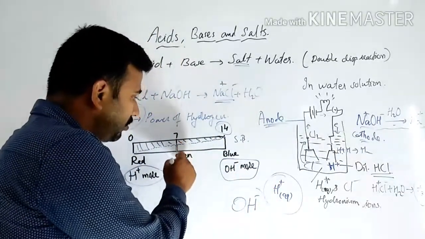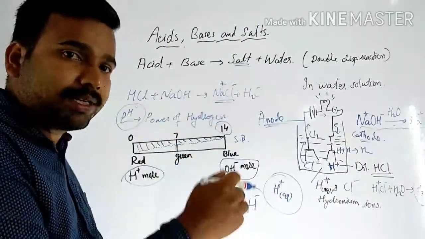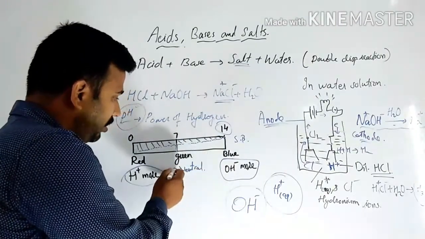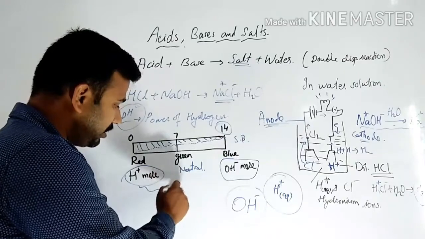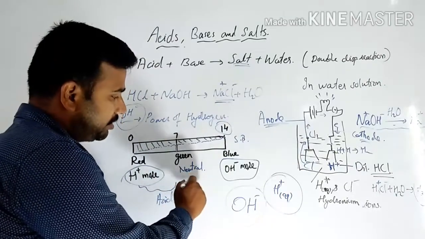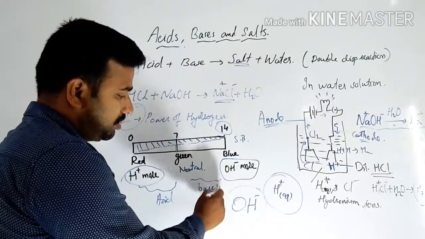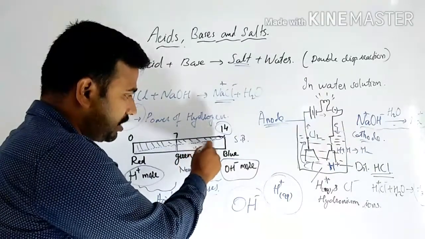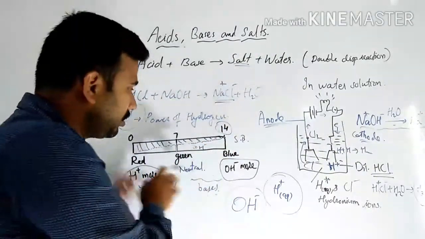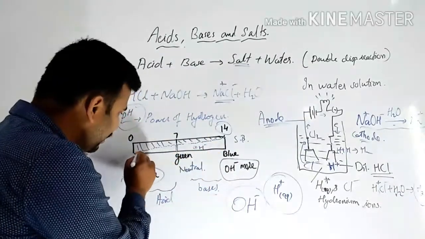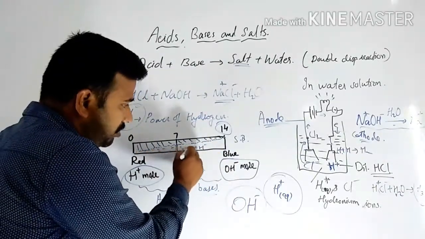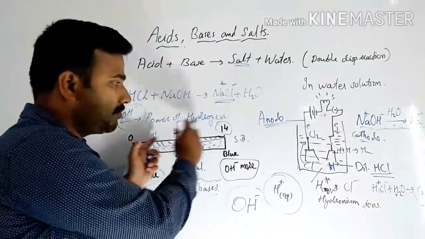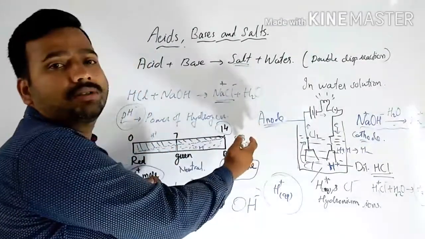If the pH of a particular substance is 7, that means that substance will be neutral. If less than 7, the substance will be termed an acid, and greater than 7, these are termed bases. At the same time, as you move from 0 to 14, the concentration of OH minus ions is increasing, but the concentration of H plus ions is decreasing as you move towards the right.